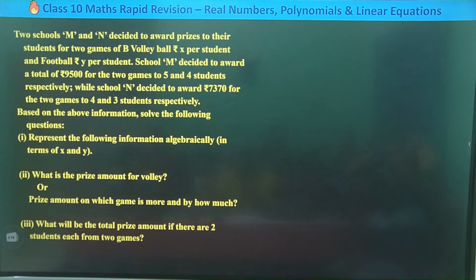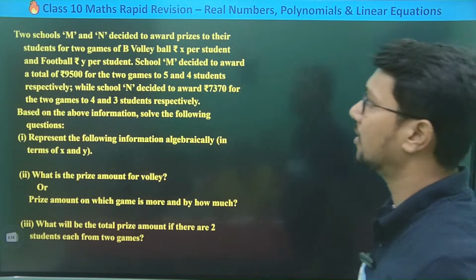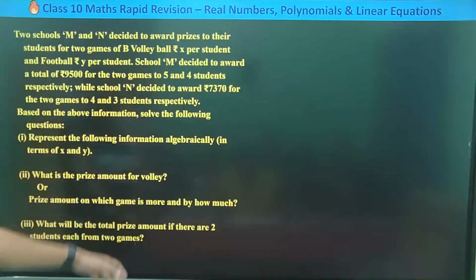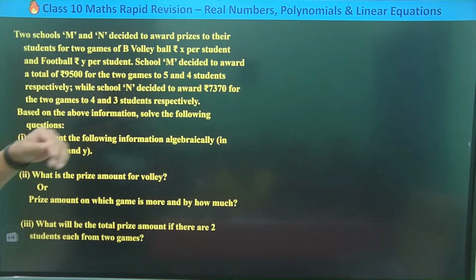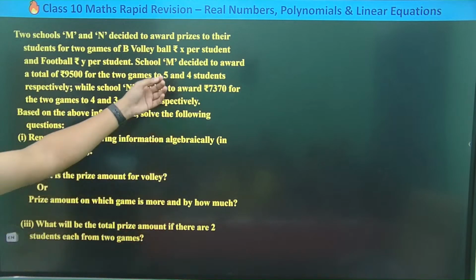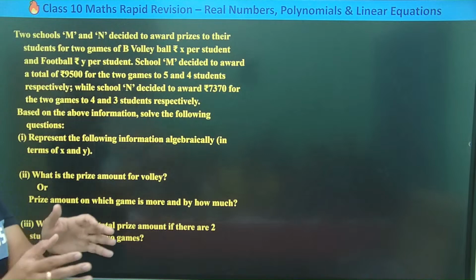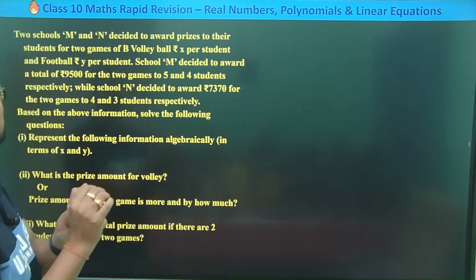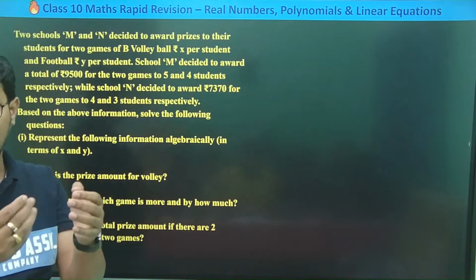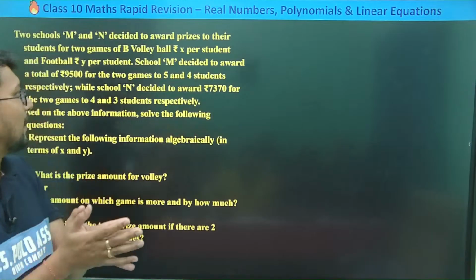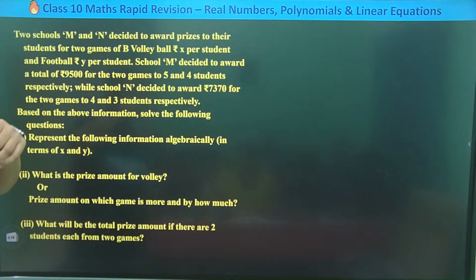Two schools M and N decided to award prize to their students for 2 games, this is volleyball, right बच्चों? Volleyball rupees X per student, and football Y per student. बुझिएगा? Both the schools have decided that students playing volleyball will get X rupees, and those playing football will get Y rupees per student, as a prize.